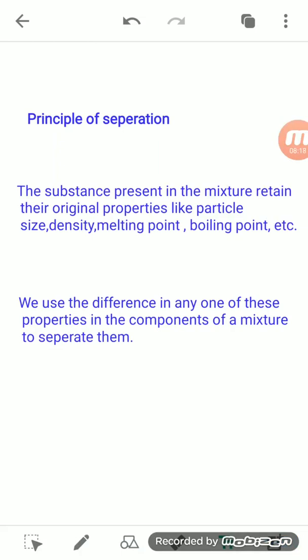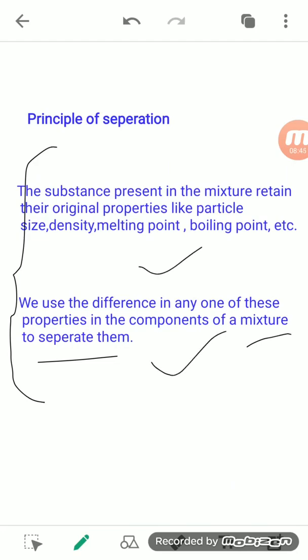The first one is the substances which are present in the mixture keep their original properties, and on the basis of their properties, we are able to differentiate the two types of substances and able to separate them from the other substances with which they get mixed up. So these are the two principles of the separation. It is important, so you should write these principles in your copies also.